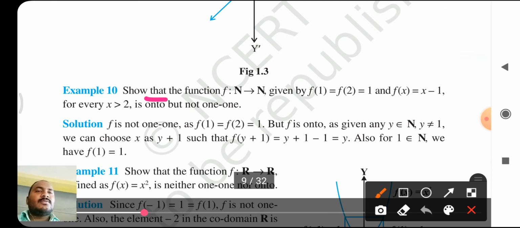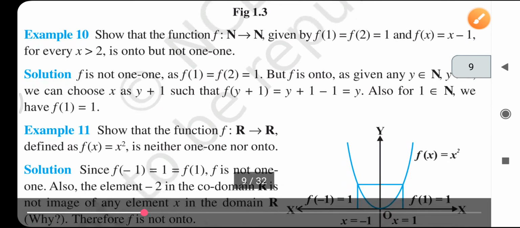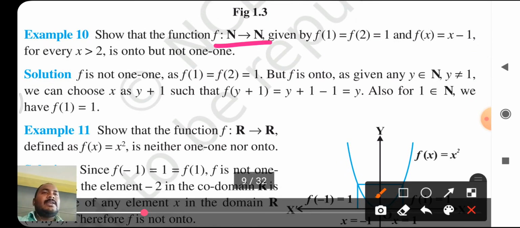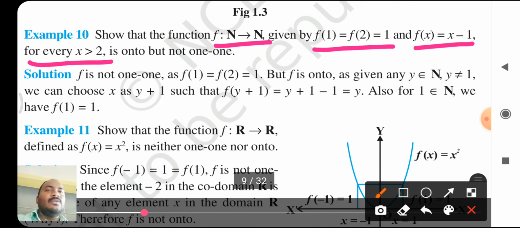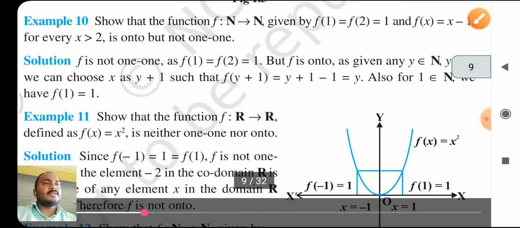Show that the function f from N to N given by f of 1 is equal to f of 2 is equal to 1, and f of x is equal to x minus 1 for every x greater than 2, is onto but not one-one. In this case, our aim is to show that the given f is onto but not one-one.